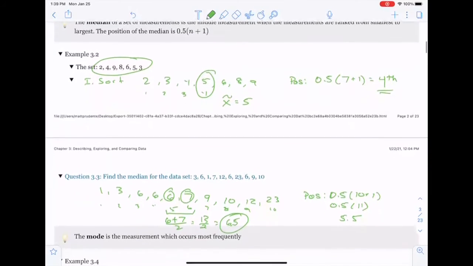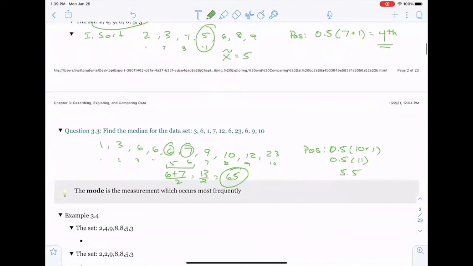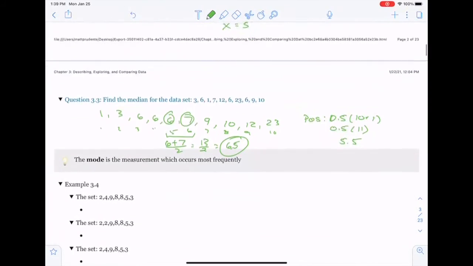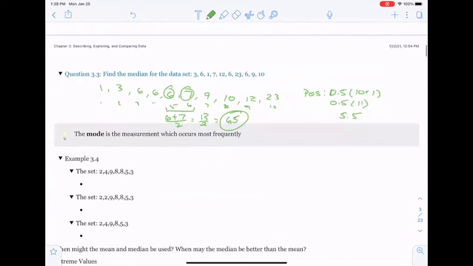One of the last ways to talk about the middle is the mode. And the mode is just going to be the most repeated piece of data, right? So here are 3 examples. If we look at this first set: 2, 4, 9, 8, 8, 5, 3, clearly we can see the mode here is going to be 8. That's the most repeated number.